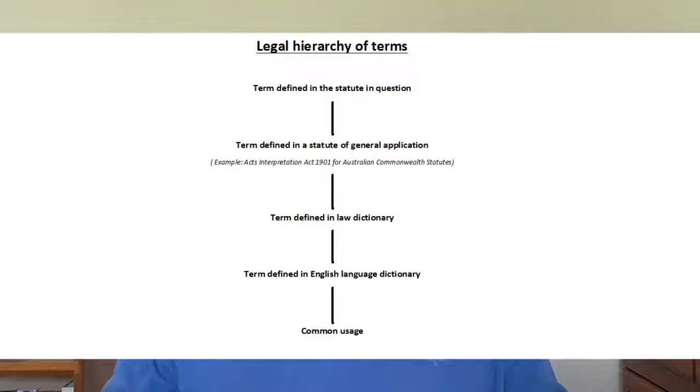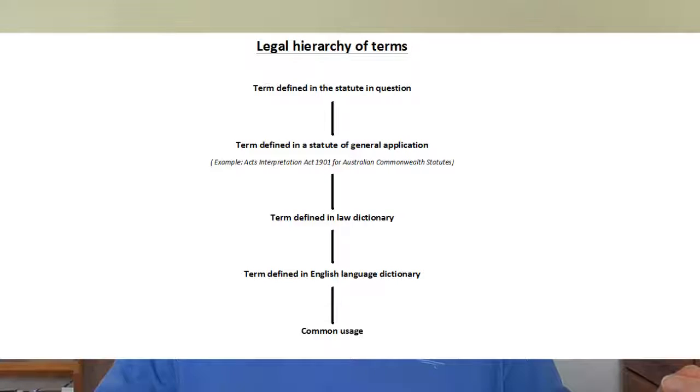Now, if it's not defined in the tax code, where do you go next? Well, if you follow that chart down, the next place you go is a term defined in a statute of general application. I've got there, as an example, the Acts Interpretation Act 1901 for Australian Commonwealth statutes. I had meant to look up a term defined in the Acts Interpretation Act, but I haven't. I'm just going to invent one, one that I think's probably there.